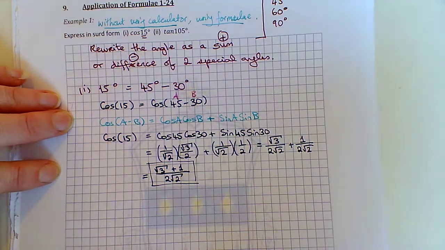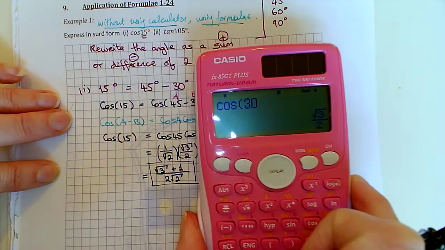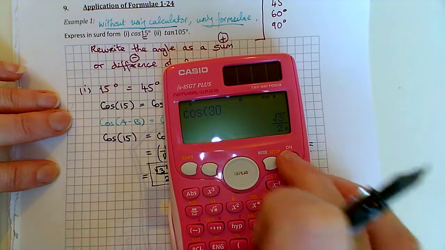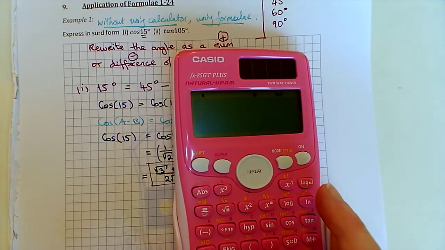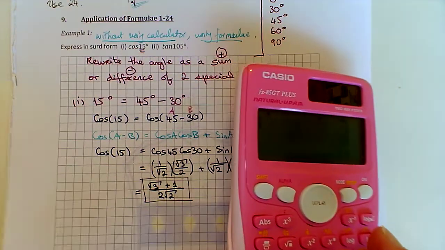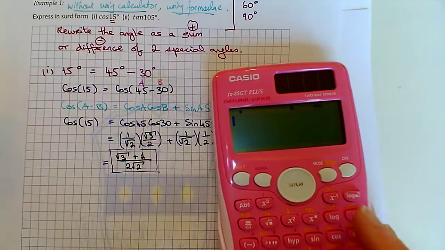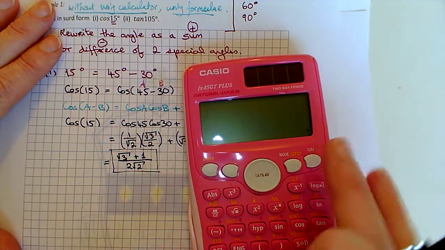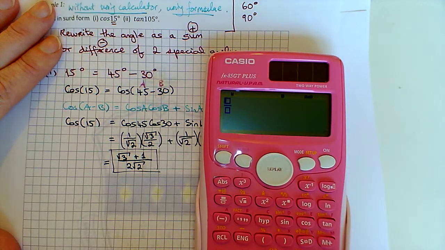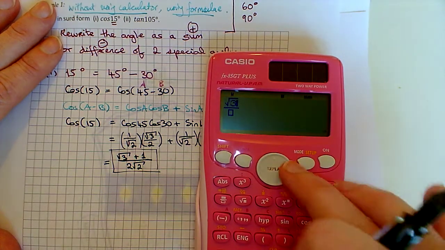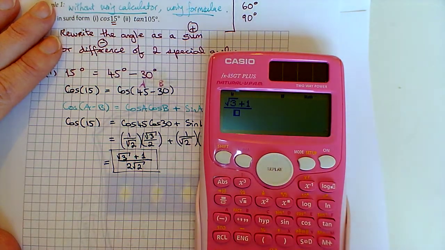Because in trigonometry, we often leave a surd in the denominator as our answer, but in general in maths, we don't leave a surd on the bottom. It's okay to just use the calculator from this point on. So into our calculator, we'll type square root of 3 plus 1 on top and 2 times the square root of 2 on the bottom.